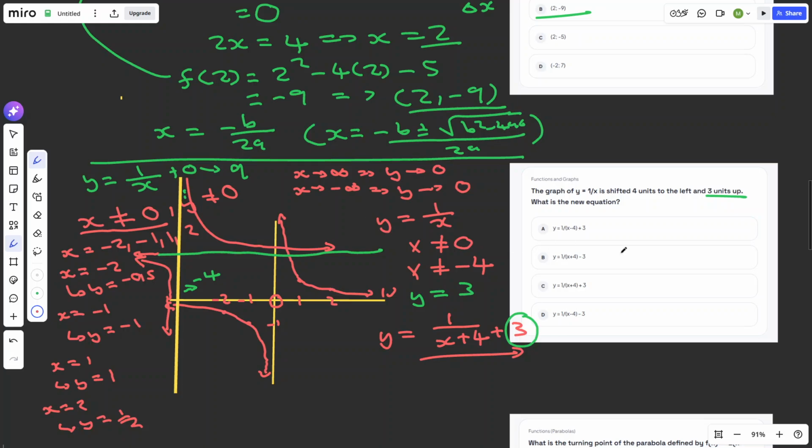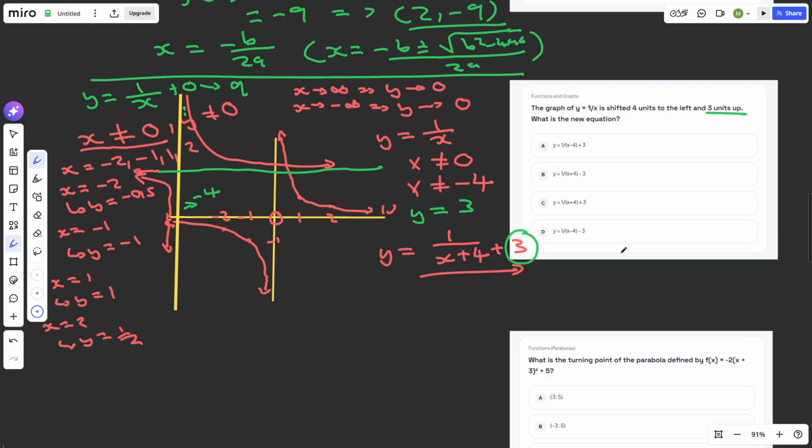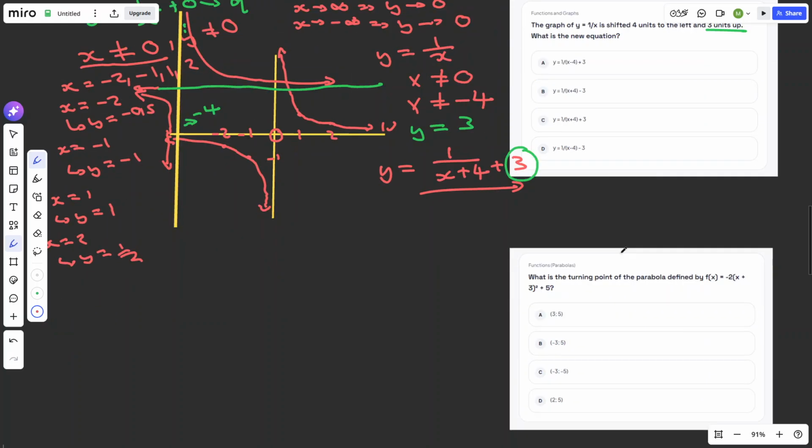And in the next question, what is the turning point of a parabola defined by f of x is equal to that. Okay. So for this question here, I'm going to leave it up to you to attempt it. I'm going to leave the solution in the description.